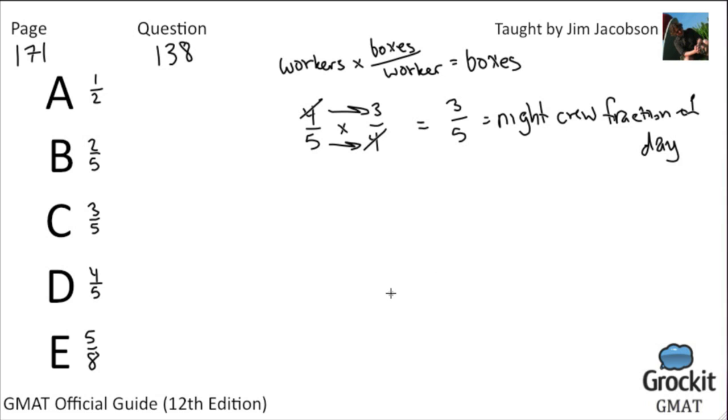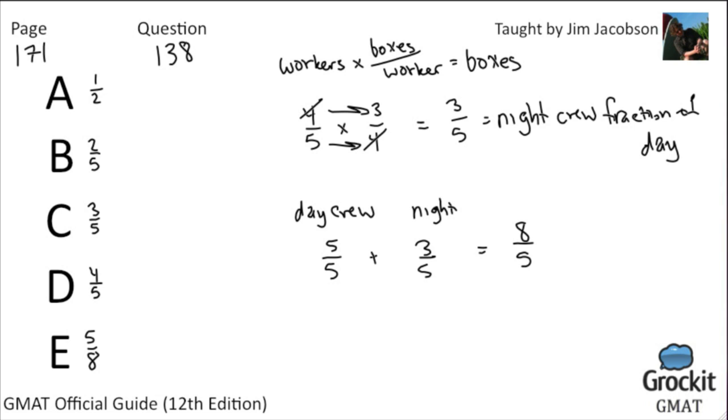But that's not actually what the question is asking. The question is then asking what fraction of the total number of boxes does the day crew add? So let's figure out what the total boxes are. So if the day crew does 1, that's the number to which we were comparing the night crew. They do 5/5 of a load. The night crew only does 3/5, as we just determined, but we add the two together, so the two of them together get 8/5 of whatever, a job done between day and night.